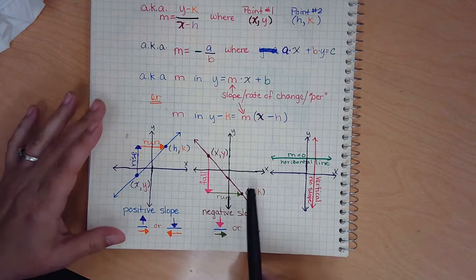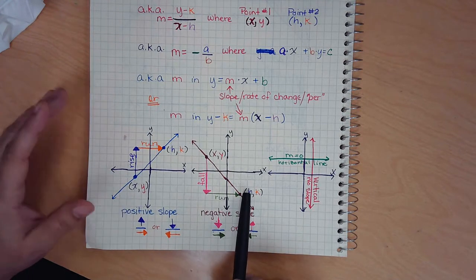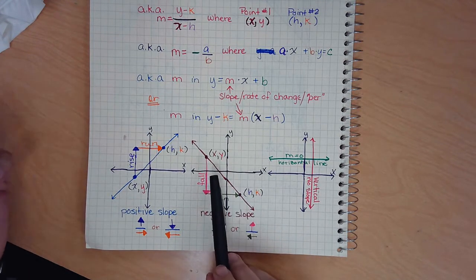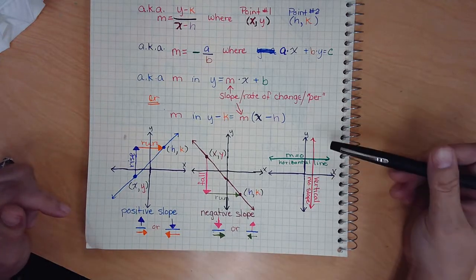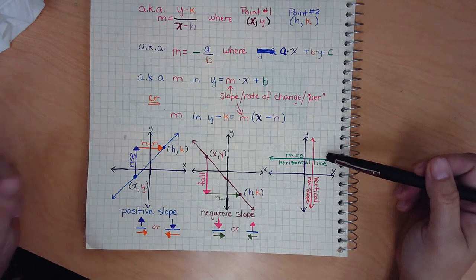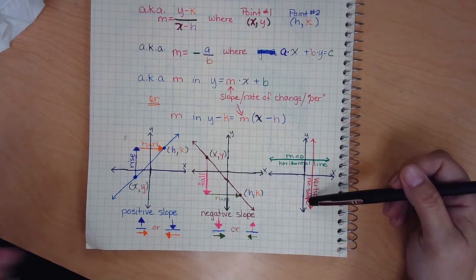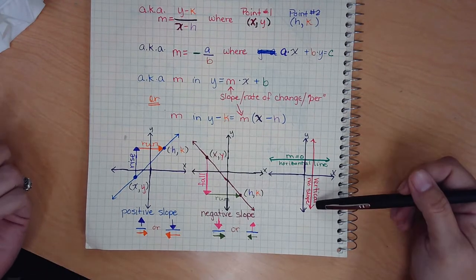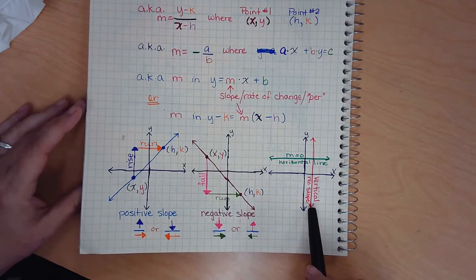Negative slope is going to be falling first, then running to the right, or rising first and running to the left. So it's the exact opposite of positive. And then we have two specials. We have the horizontal line, which is denoted as y equals something, and that one has a slope of 0. Or we have the vertical line, which is x equals something, and it has no slope at all, because if you tried to do the vertical slope, it would be dividing by 0.